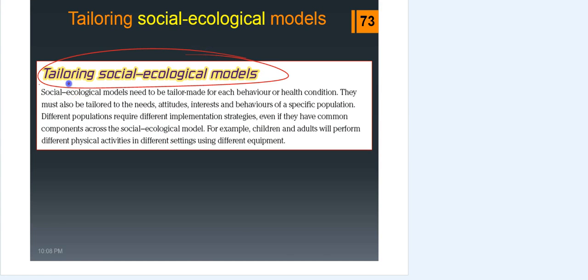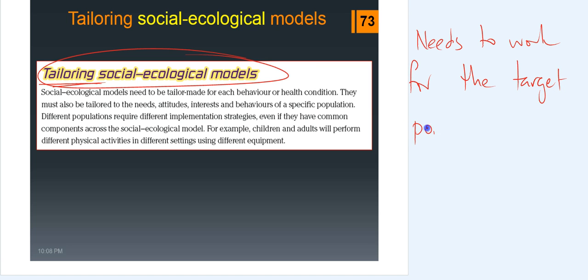Tailoring. So the term tailoring means that it needs to work for the population group you're dealing with. So, very important, needs to work for the target population. You don't want to set up a wonderful writing program where students are given the information as to the benefits of writing.